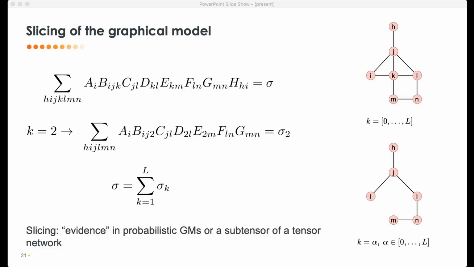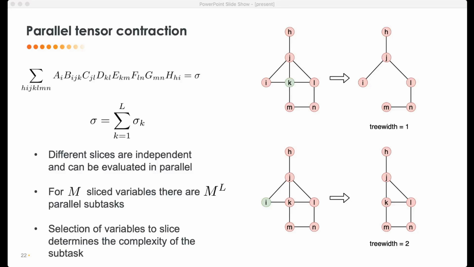All potentials are then sliced accordingly. In terms of graphs, this operation corresponds to the removal of the vertex of the fixed variable. Note that for any value of the variable k in its range, the resulting expressions are independent of each other and hence can be evaluated in parallel. The total sum of the graphical model is the sum of these partial expressions. This slicing is the idea behind parallel evaluation of graphical models.